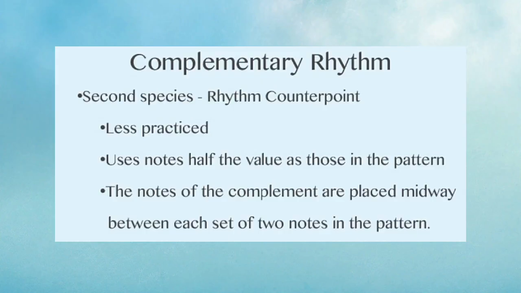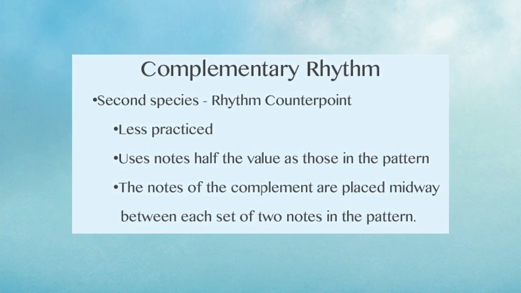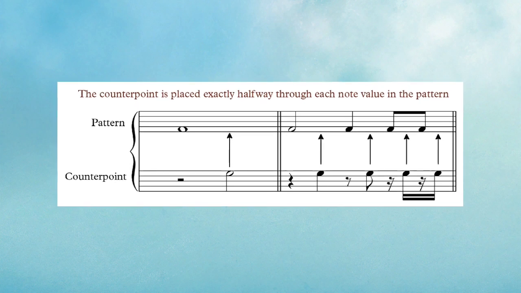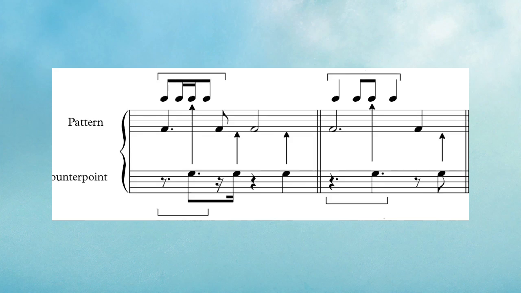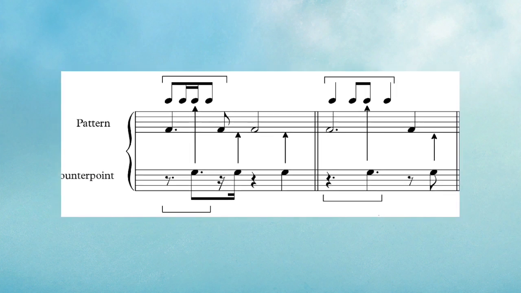The second species of complementary rhythm is rhythm counterpoint, which is less practiced and usually learned after mastering the first species. Here, the counterpoint, which acts as a complementary rhythm, is placed exactly halfway through each note value in the original pattern. Even though the pattern contains dotted note values, the counterpoint continues to be placed at the midway point between the two notes. This placement creates what some might call a sensation of syncopation. However, in reality, the sensation is more like a cross rhythm of 2 against 3.